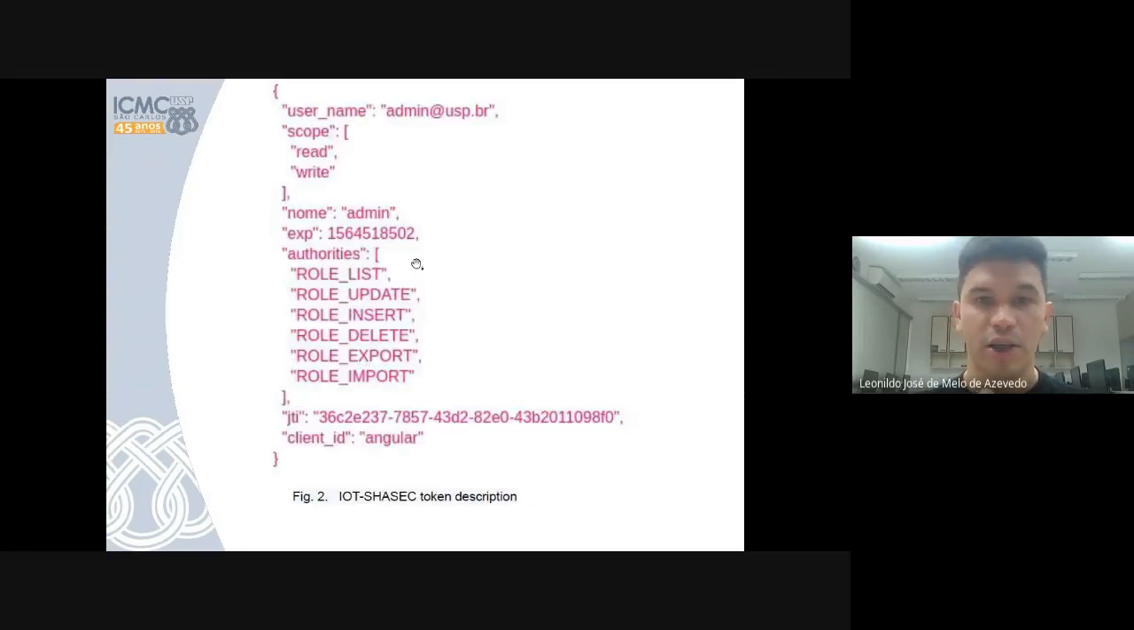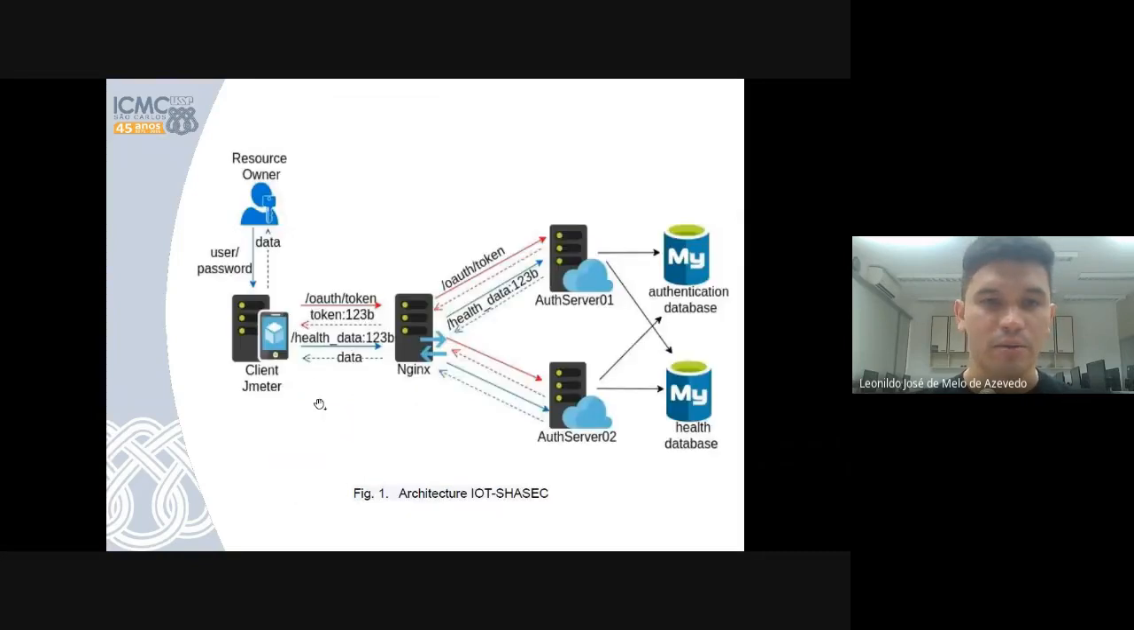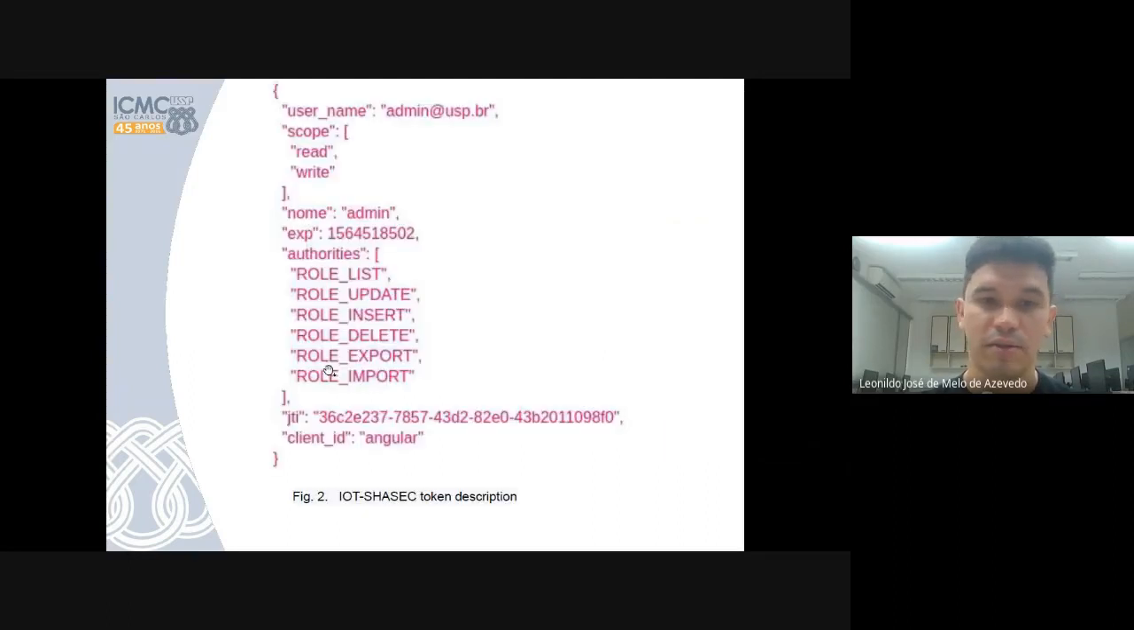Here we have the JSON token data structure. First, we have a username and the authentication with the roles, and we also have the client ID, because we could have many client applications and then we need to identify which one of them requested this token. It's quite simple.